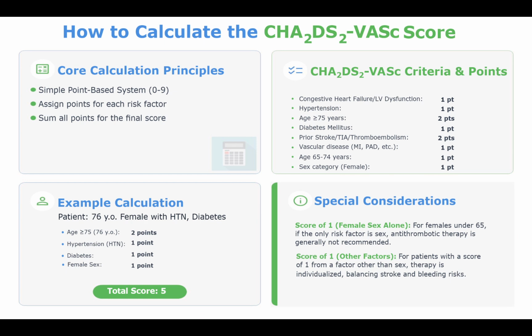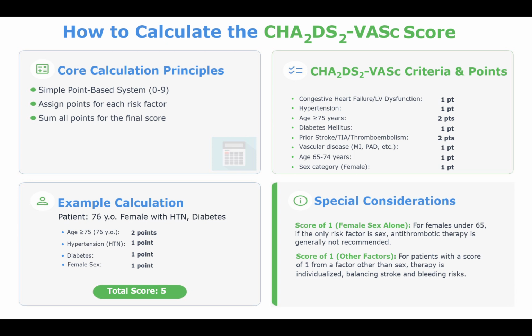Calculating the CHA2DS2 score is remarkably straightforward, employing a simple and intuitive point-based system. The total score you can achieve ranges from a minimum of 0 to a maximum of 9 points. The method itself is quite logical. You systematically go through each risk factor we just discussed and assign the designated points for every factor that is present in the patient's medical history. Once you have meticulously identified all the applicable risk factors and assigned their respective point values, the next step is equally simple. You merely sum all these points together to arrive at the patient's final CHA2DS2 score.